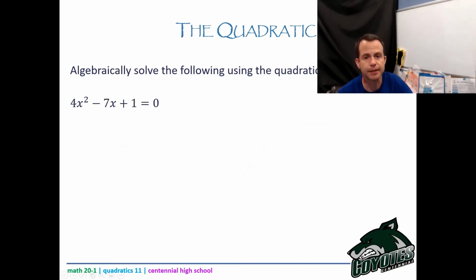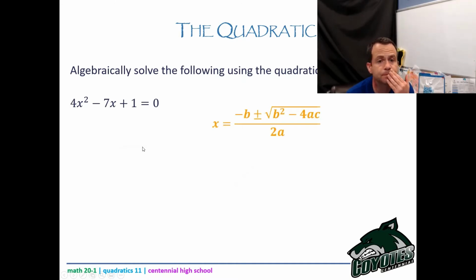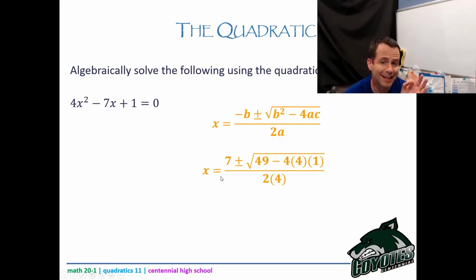4x squared minus 7x plus 1. Okay, so again, I'm going to write my formula down. I know that my A value is 4, my B value is -7, and my C value is 1. So I'm just going to plug that in for A, B, and C. Again, b here, it says negative b, so that'd be a negative 7, and those two negatives gave me the positive 7 there. Negative 7 all squared is 49, minus 4 times 4 times 1, all over 2 times 4.